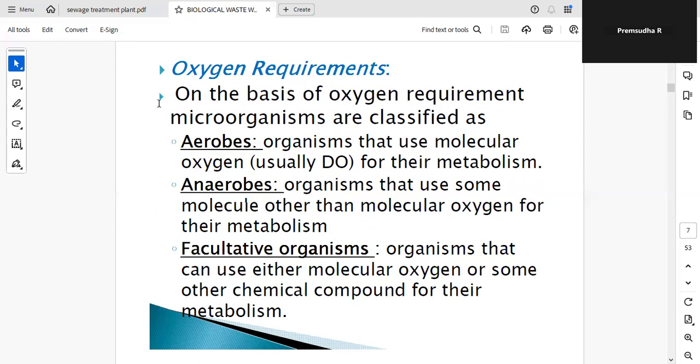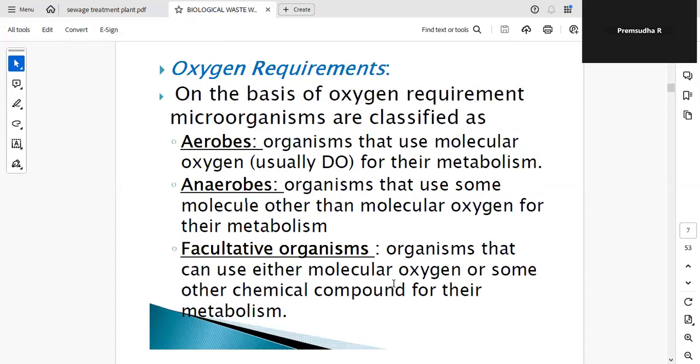The organisms are again classified based on the oxygen needed for their survival: aerobes, anaerobes, and facultative organisms. Aerobes are organisms that use molecular oxygen, usually DO, for their metabolism. What is meant by metabolism is the breaking down of complex substances into simpler forms, as we all know. Anaerobic bacteria use some molecule other than molecular oxygen for their metabolism. And facultative bacteria can survive in the presence or absence of oxygen.